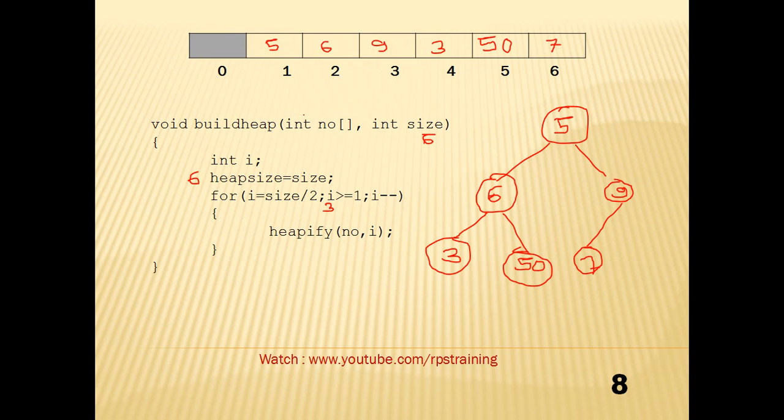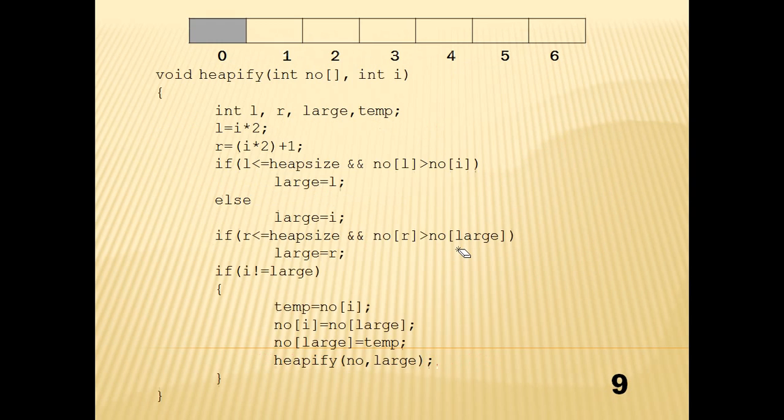I is 3. Okay, I am writing here the same numbers. These are the local variables: l, r, large, temp. L equals to i into 2. I is 3, so l will be 6. R will be 7.